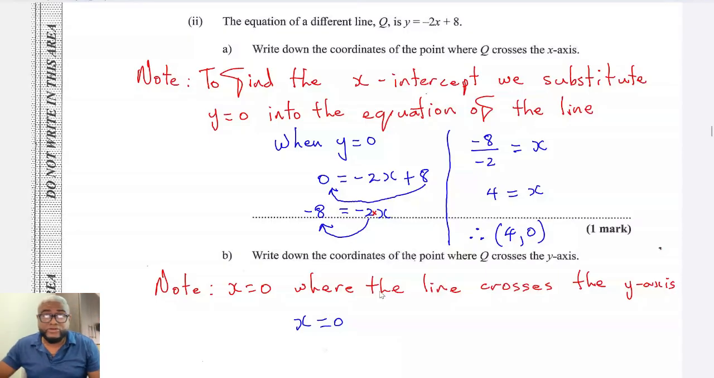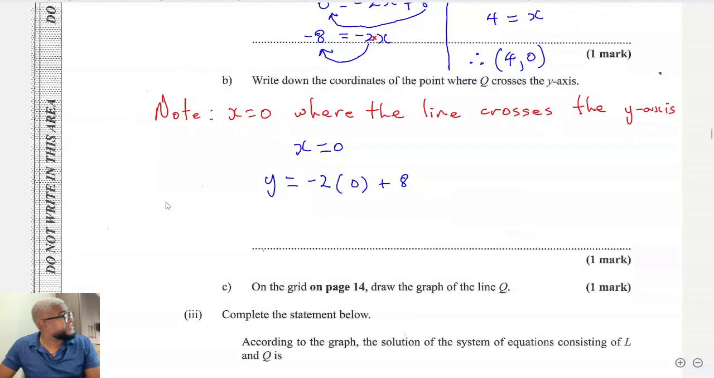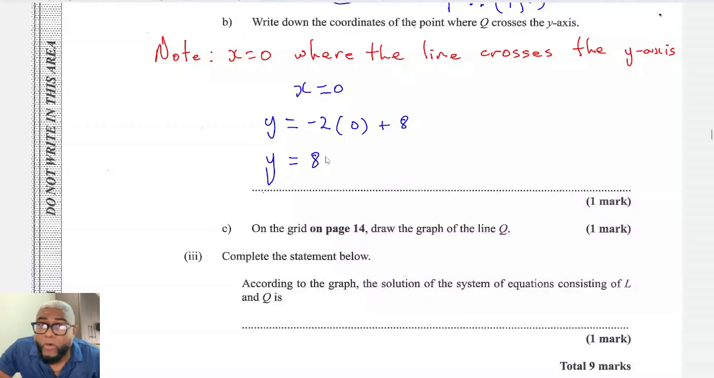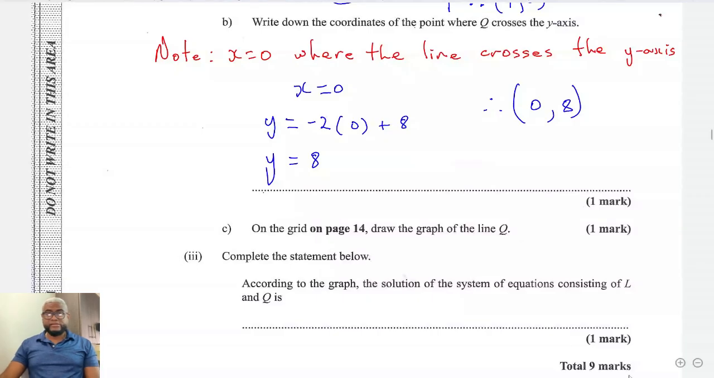So let's look. y will be equal to, this is the equation up here, guys, -2x plus 8. Anything multiplied by 0 is 0, so 0 plus 8 is 8. So y is equal to 8, but they asked us to write down the coordinates. So what are my coordinates here? (0, 8).